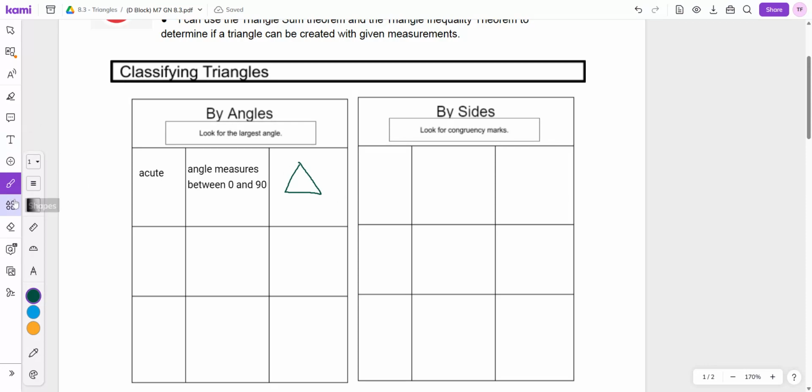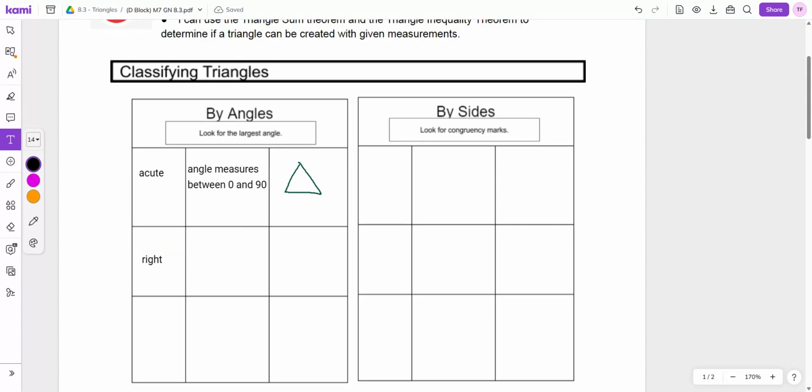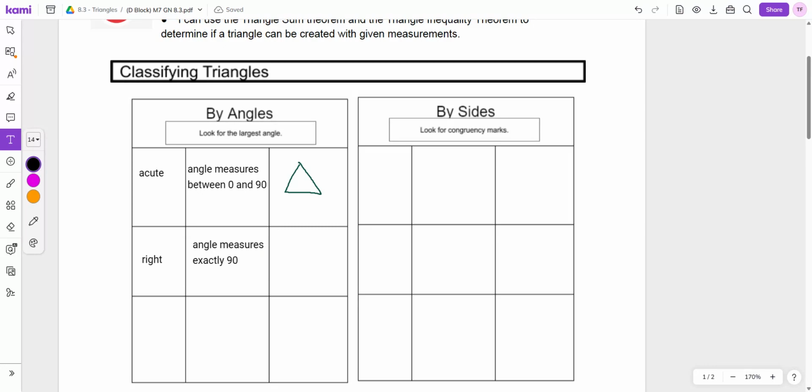Okay, the next one is when you look at the largest angle and you see that it has that little box in there. That means it's a right triangle, because the largest angle is a right angle, which means it measures exactly 90 degrees. So what does that look like? I know you guys know what that looks like, but we're going to just draw it for kicks and giggles. There we go. Don't forget that little box. That's what I call the right angle indicator. And that means that that angle is a right angle.